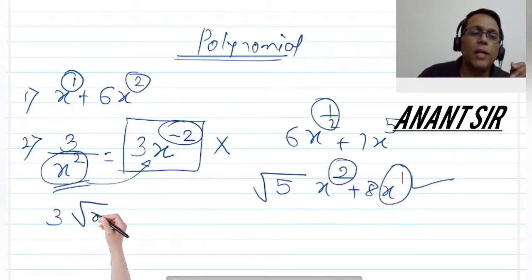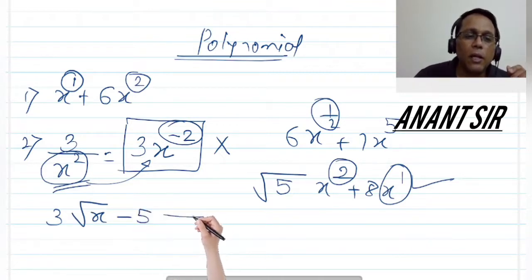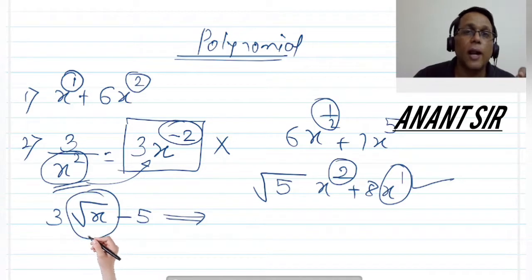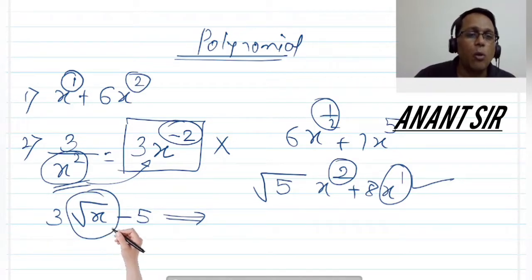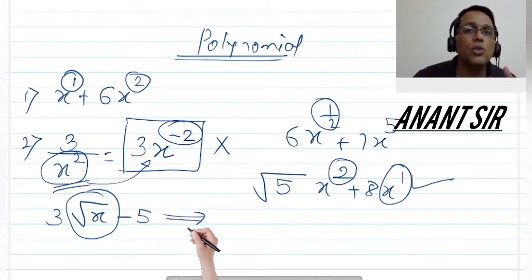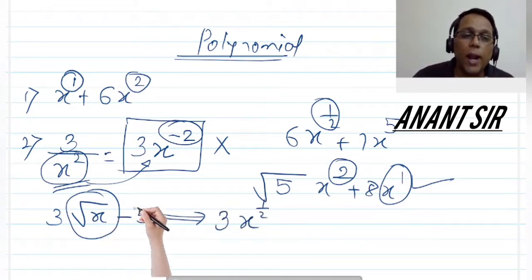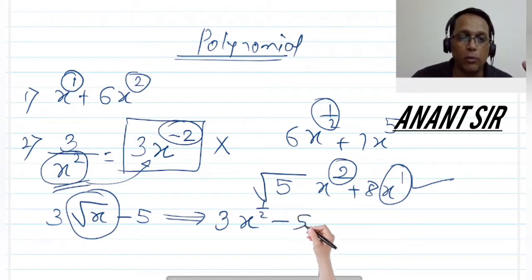But if it is like this, then I have to first, this is called a radical form, students. Okay, I have to convert that into exponential form. So it will become 3x raised to power 1 by 2. Now, how did it become 1 by 2? I will tell that to you.